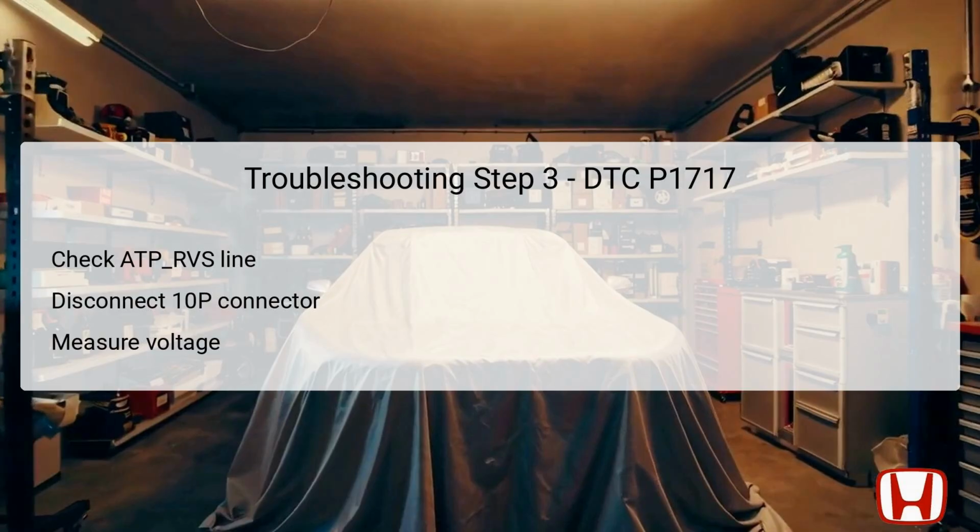A voltage between the specified test points, test point 1 from the transmission range switch 10P connector and test point 2 at body ground, needs to be assessed carefully. If voltage is detected, this indicates the ATP RVS wire is working as expected, and the next step will involve either updating the PCM software or substituting a known good PCM.